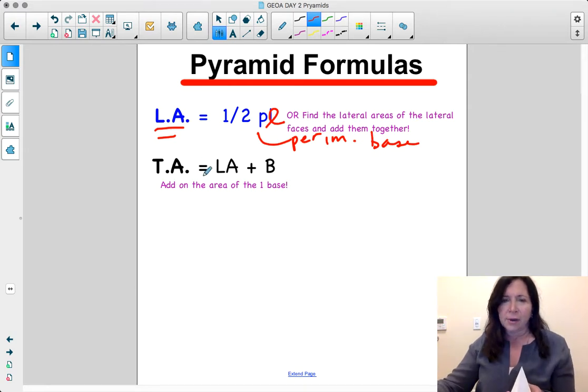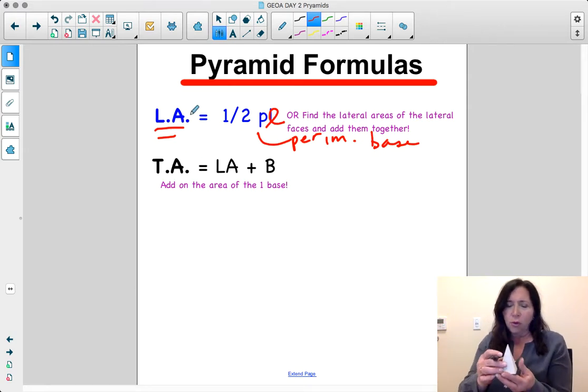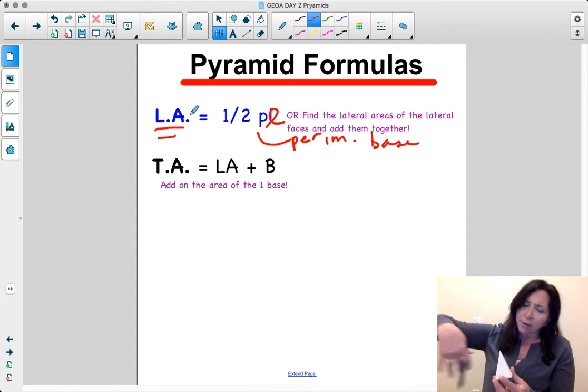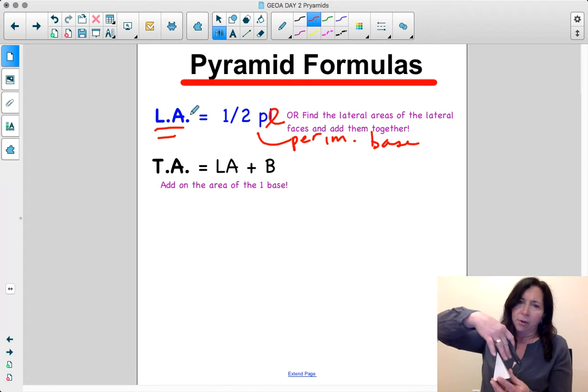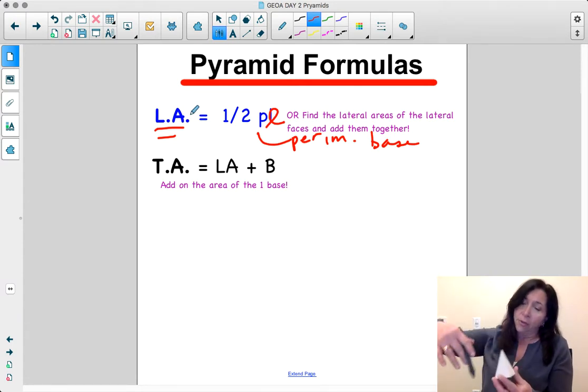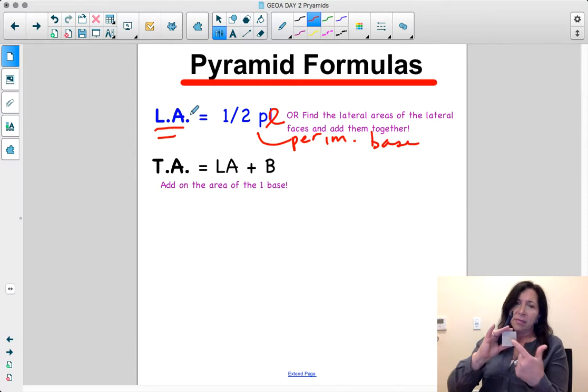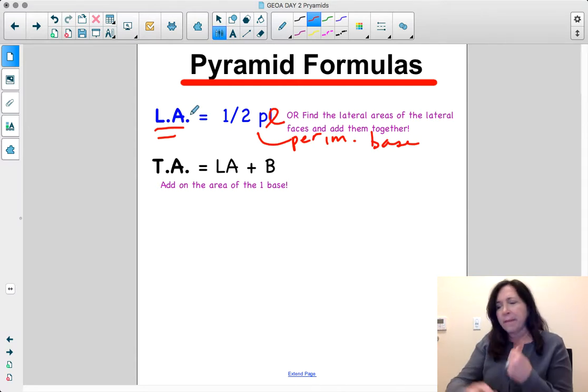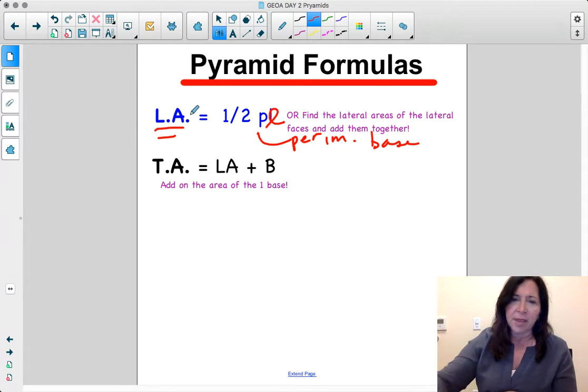The total area is my lateral area, because the difference between the total area and the lateral area is that the lateral area is the area all the way around, whereas the total area is the lateral area all the way around plus the area of one base, okay? And so be careful on that.